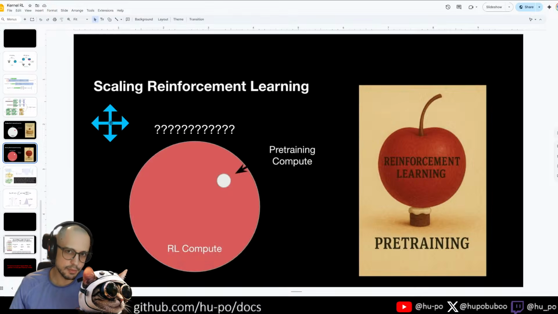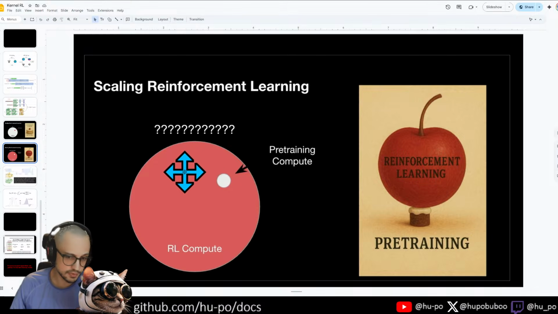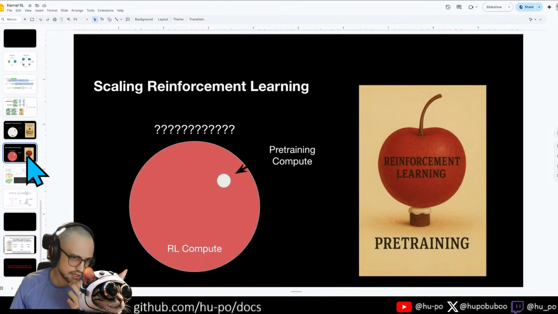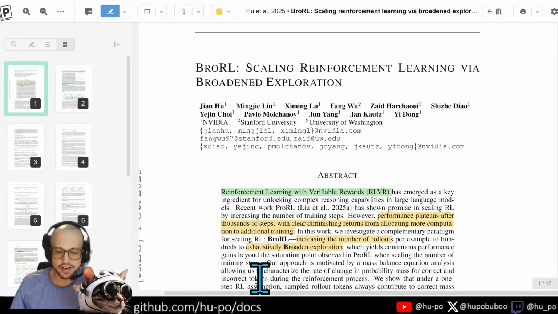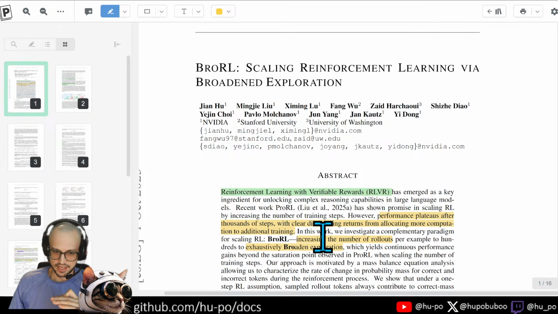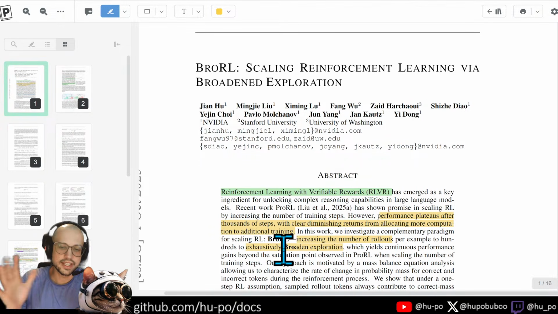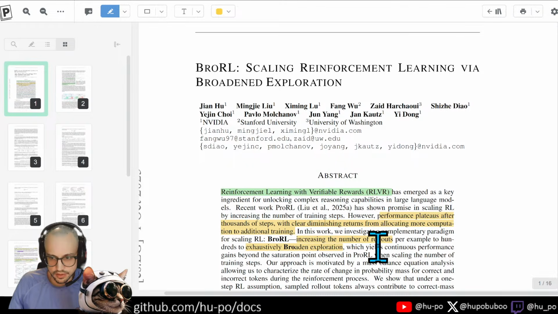But I'm a believer in scaling reinforcement learning. I think with AlphaGo and some of these other projects, we've seen that you can have something that looks more like this, where the majority of the compute is coming from reinforcement learning, and it actually ends up being more intelligent than something like this. So I think we're just in the beginning of RL, but an important thing about RL is increasing the number of rollouts and exhaustively broadening the exploration, right? So performance plateaus after 1,000 steps with clear diminishing returns from allocating more computation to additional training.